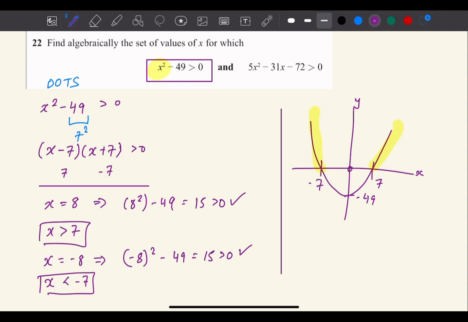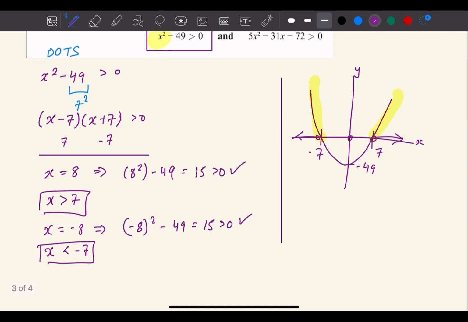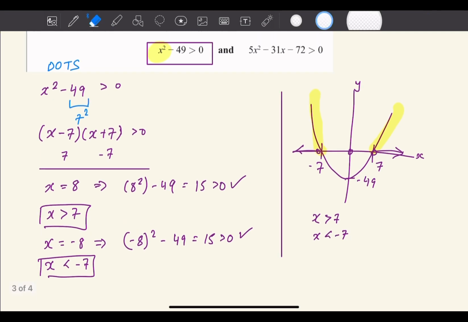Those values of y are greater than 0 when x is greater than 7. So x is greater than 7, or x is less than minus 7. That's when y is above 0. So that's our solutions there: x greater than 7, x less than minus 7. Hope that makes sense. Let me know if it doesn't.